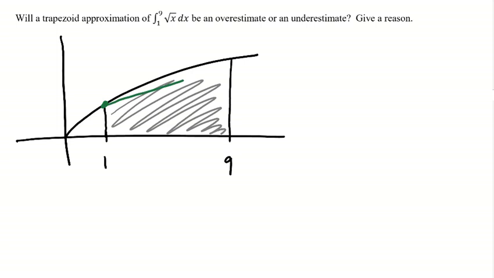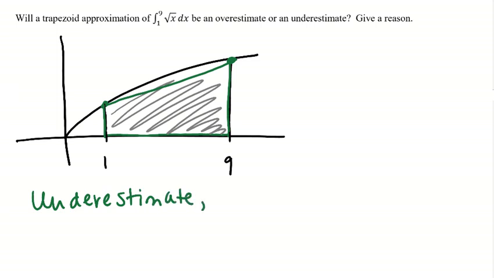So here I am drawing a trapezoid. I can see that it's an underestimate, but that's not a good enough reason. So I write out a sentence: underestimate, because square root of x is concave down.